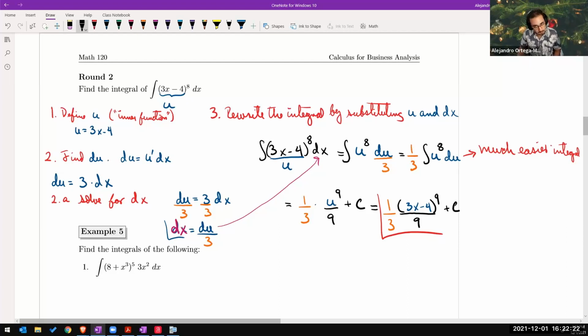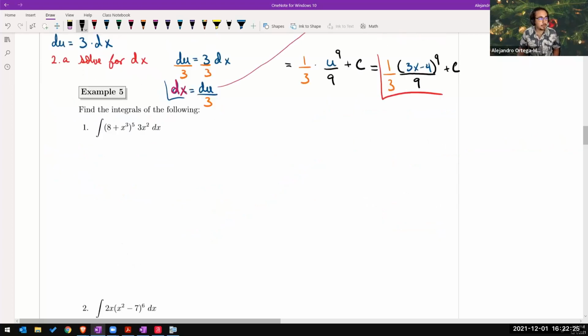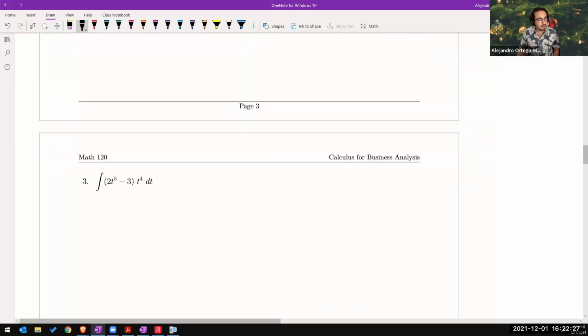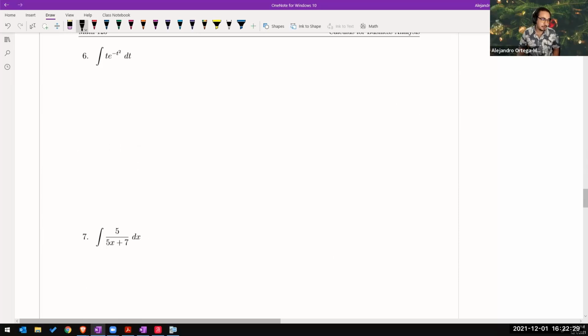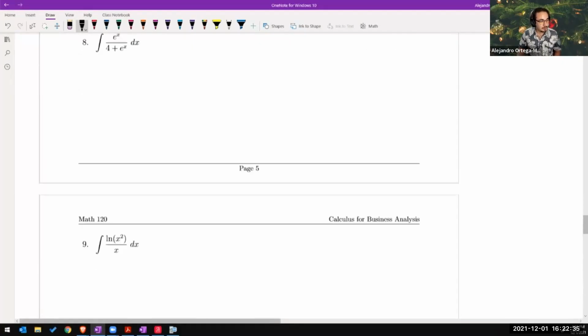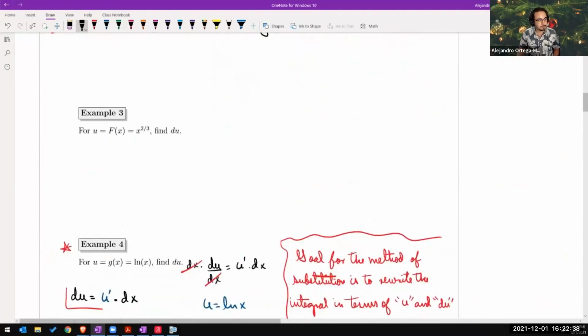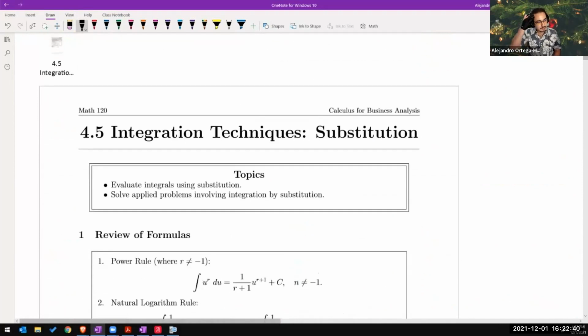Now, this is where we're going to be stopping, guys. But on Monday, we're going to be taking a look at a couple of extra examples. Alrighty. So, yeah, this is it for today, guys.